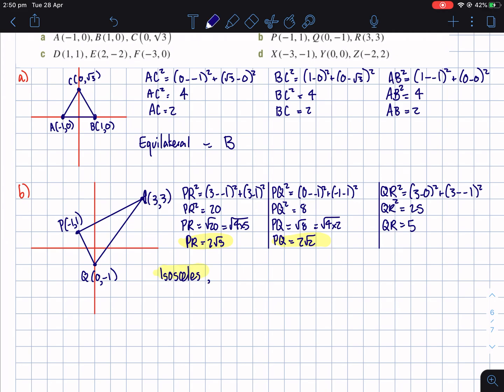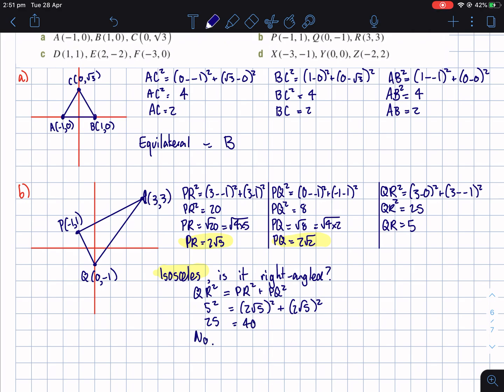Is it right angled? Well, let's see. Is QR, because QR must be my hypotenuse, it's the longest one. Let's see if QR squared equals PR squared plus PQ squared. So we've got 5 squared, sorry. 2√5 squared plus 2√5 squared, 25 equals 40, no, not right angled.